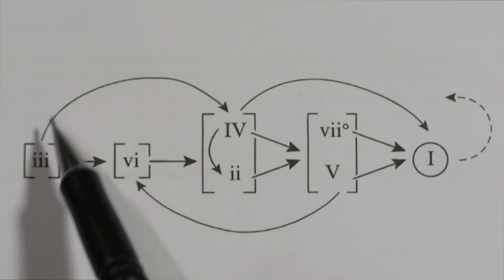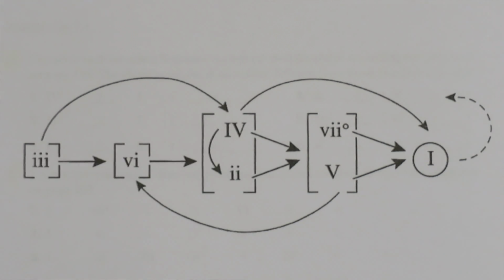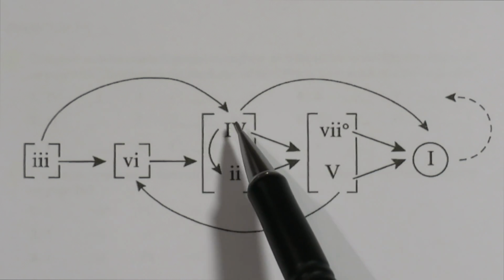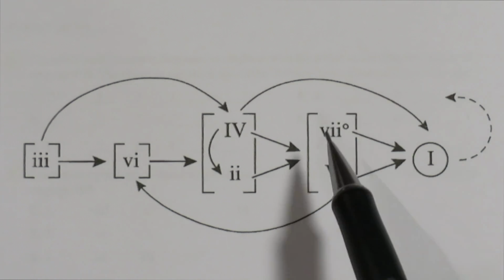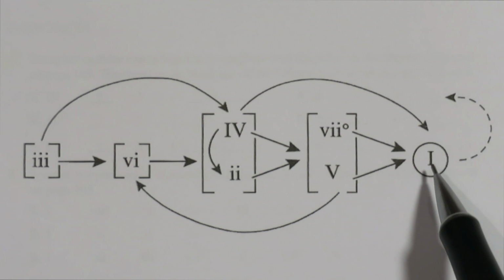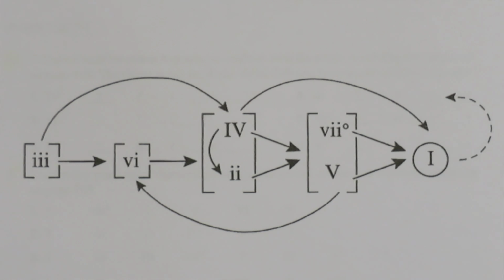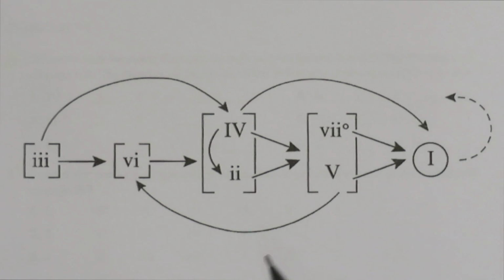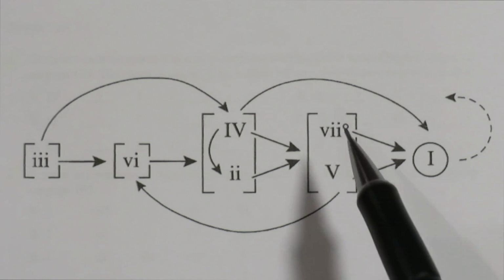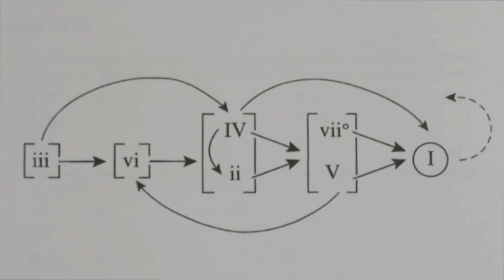So we see the 3 likes to go to the 4, and sometimes the 4 likes to go to 2, and then directly to 1, like at a plagal cadence. 7 diminished, it always goes to 1, and the 2 likes to go to the 5 or the 7. These chords are somewhat interchangeable. Both have a strong pull to the tonic, and the 7 diminished having the strongest pull.